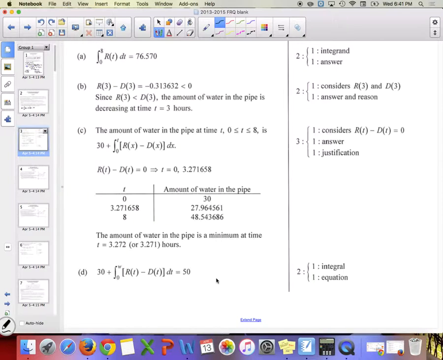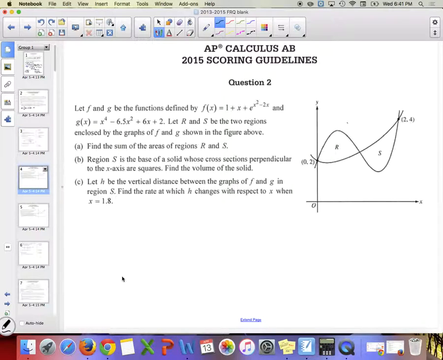All right. Number 2, it says let f and g be the functions defined by f of x equals 1 plus x plus e to the x squared minus 2x, and g of x equals x to the fourth minus 6.5x squared plus 6x plus 2. Let R and S be the two regions enclosed by the graphs of f and g as shown in the figure above. Find the sum of the areas of R and S.